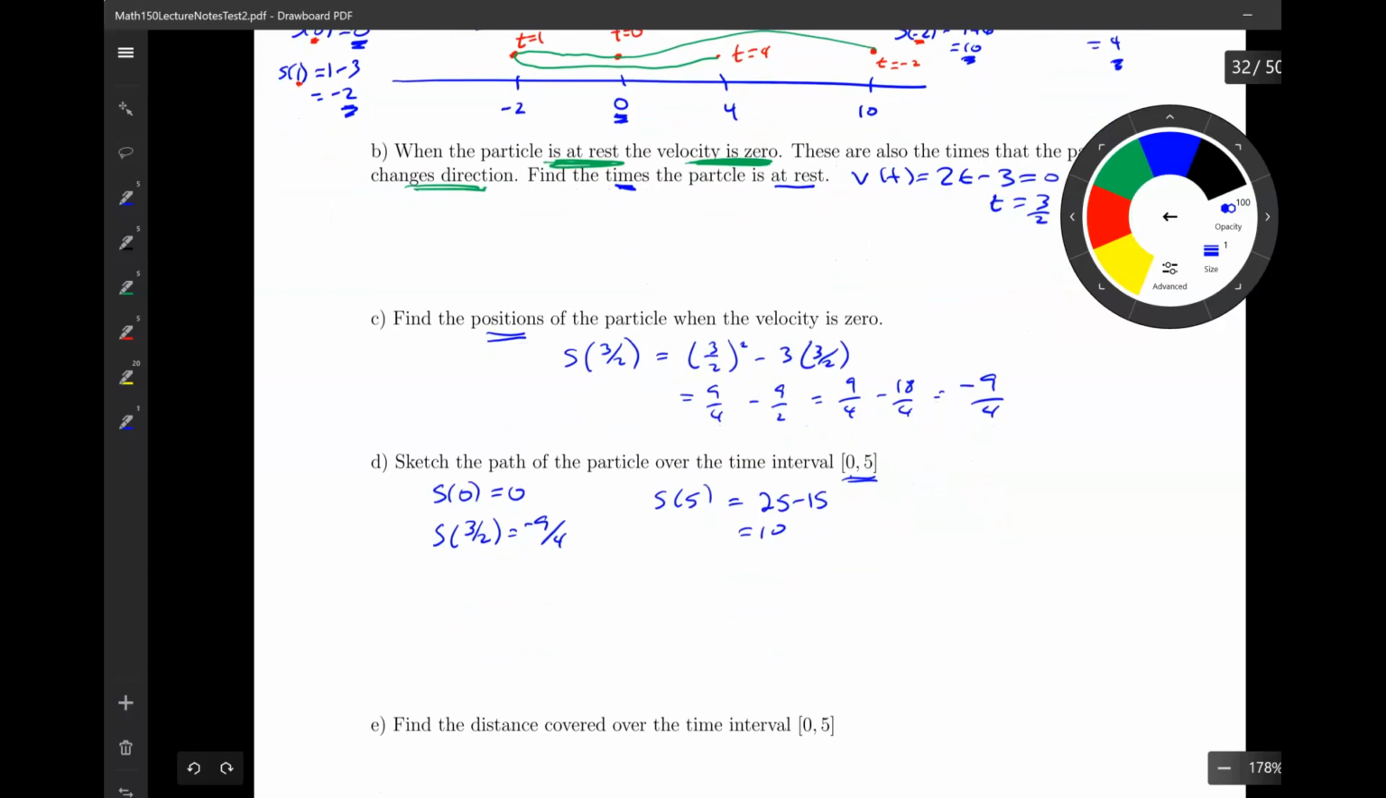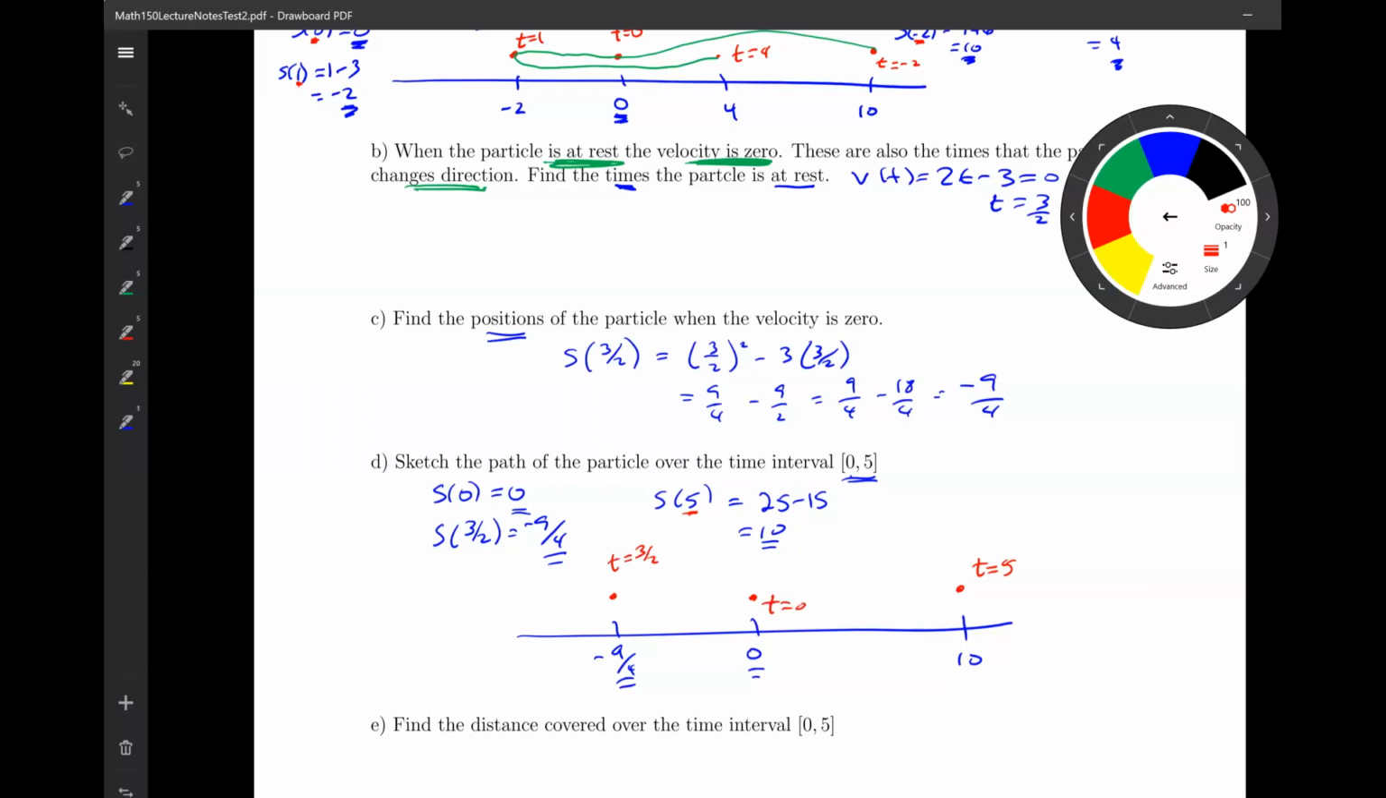So let's go draw these. Remember, these blue underlined ones, those are the ruler markers. So there's 0, there's -9/4, and here's 10. So I need to identify the times, right? So when it's at the point 10, it's time 5. And this time would be 3/2, and this time would be 0. So from knowing that this is the place where the velocity is 0, it starts here at time 0, moves to time 3/2, and then moves up to the place of time 5. So that's the path of the particle.